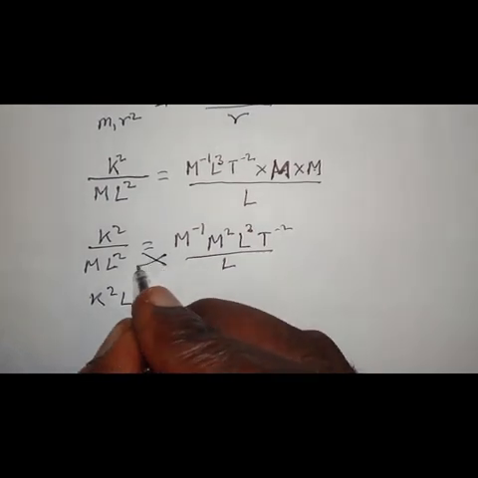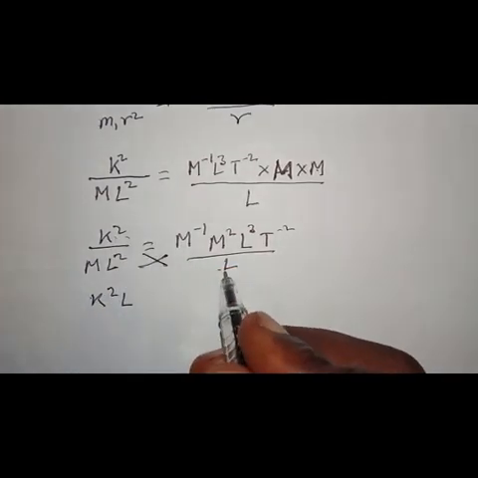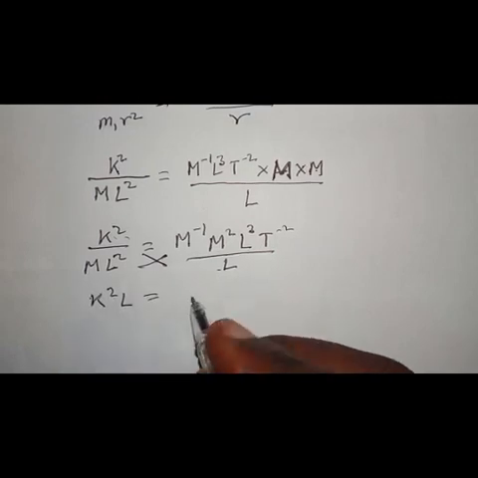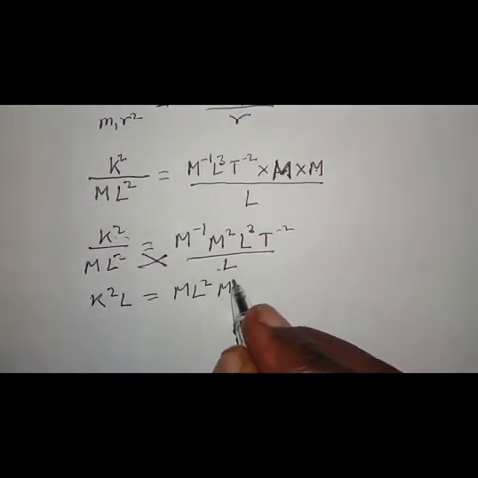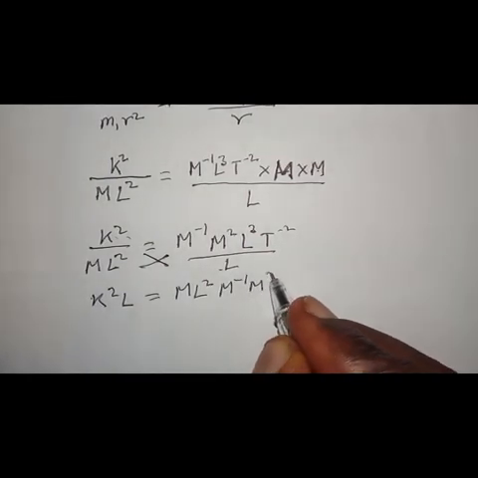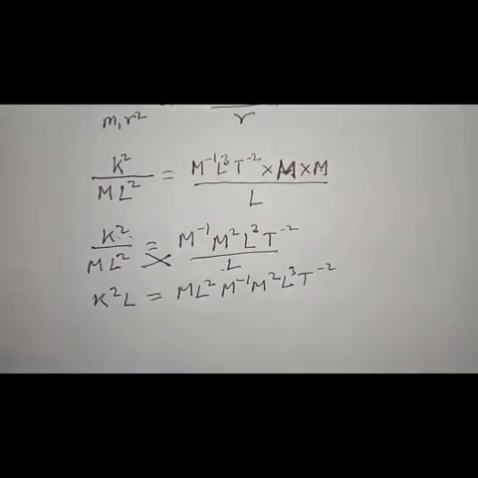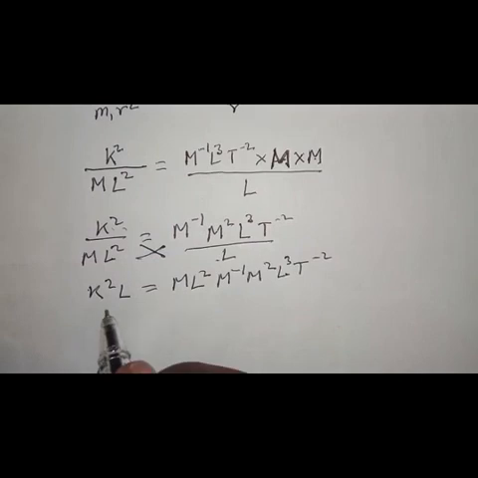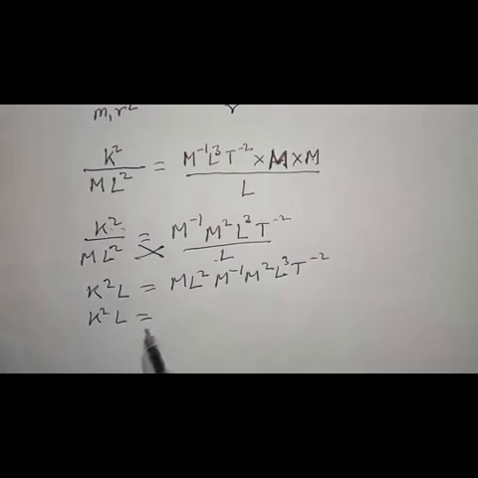If you cross multiply, this will multiply this and this will multiply this. So we have k squared l is equal to m l squared, m minus 1, m 2, l raised to power 3 and t raised to power minus 2. We have cross multiplied. We collect like terms from this side.